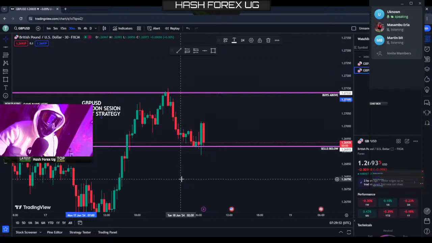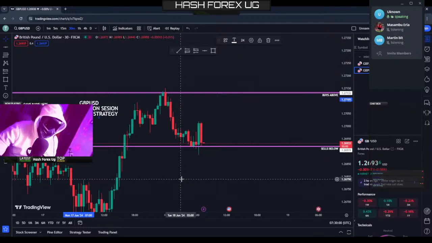We're just trading basic stuff: support and resistance, demand and supply, trend lines, and some basic price action. So you're just keeping it easy for everyone. Hope you'll be able to improve on your trading as you're also making some money.